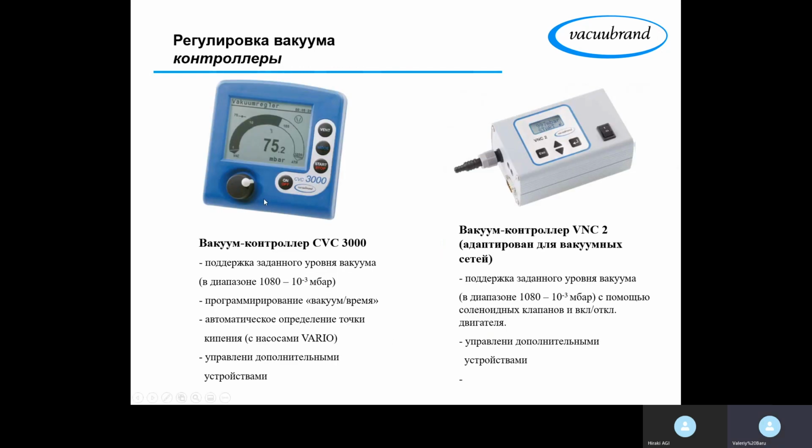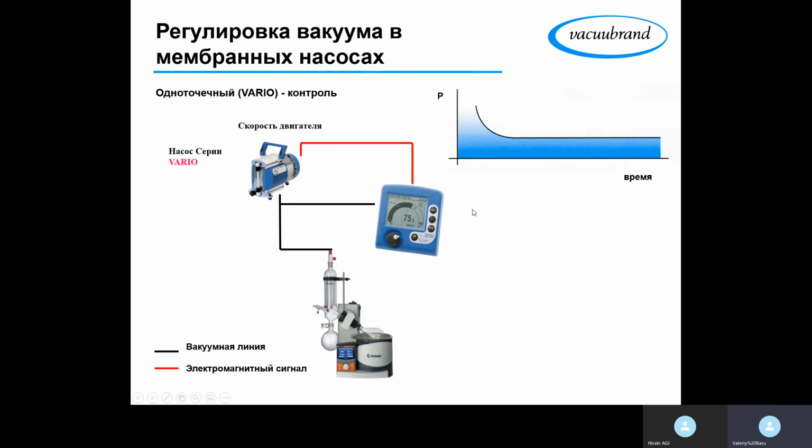Here we can also see the different controllers. As I mentioned already, the CVC 3000 was discontinued. They now have a CVC Pro controller with a touchscreen display. They also have a VNC2 controller. This is an interesting item, but let me explain what it is. It is another type of automated vacuum controller.